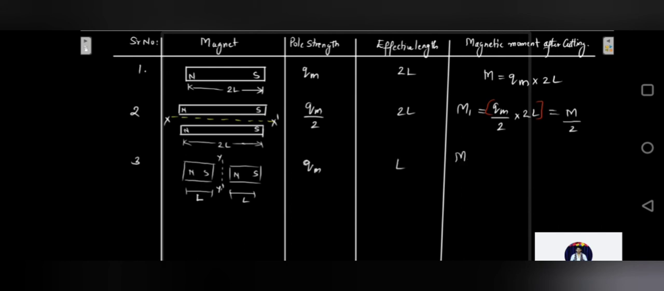So if you want to find out a magnetic moment M2, what would that be? It is going to be qm into L. So if I want to write it in terms of M, what I will do is, I'll just multiply and divide by 2, so that 2L into qm becomes M divided by 2. This 2 will remain as it is. So again, in this case, let's say M2. What would happen in that case? Again, if you cut the magnet half along the y-axis, then what is going to happen to the magnetic moment? The magnetic dipole moment is going to again become half in this case.